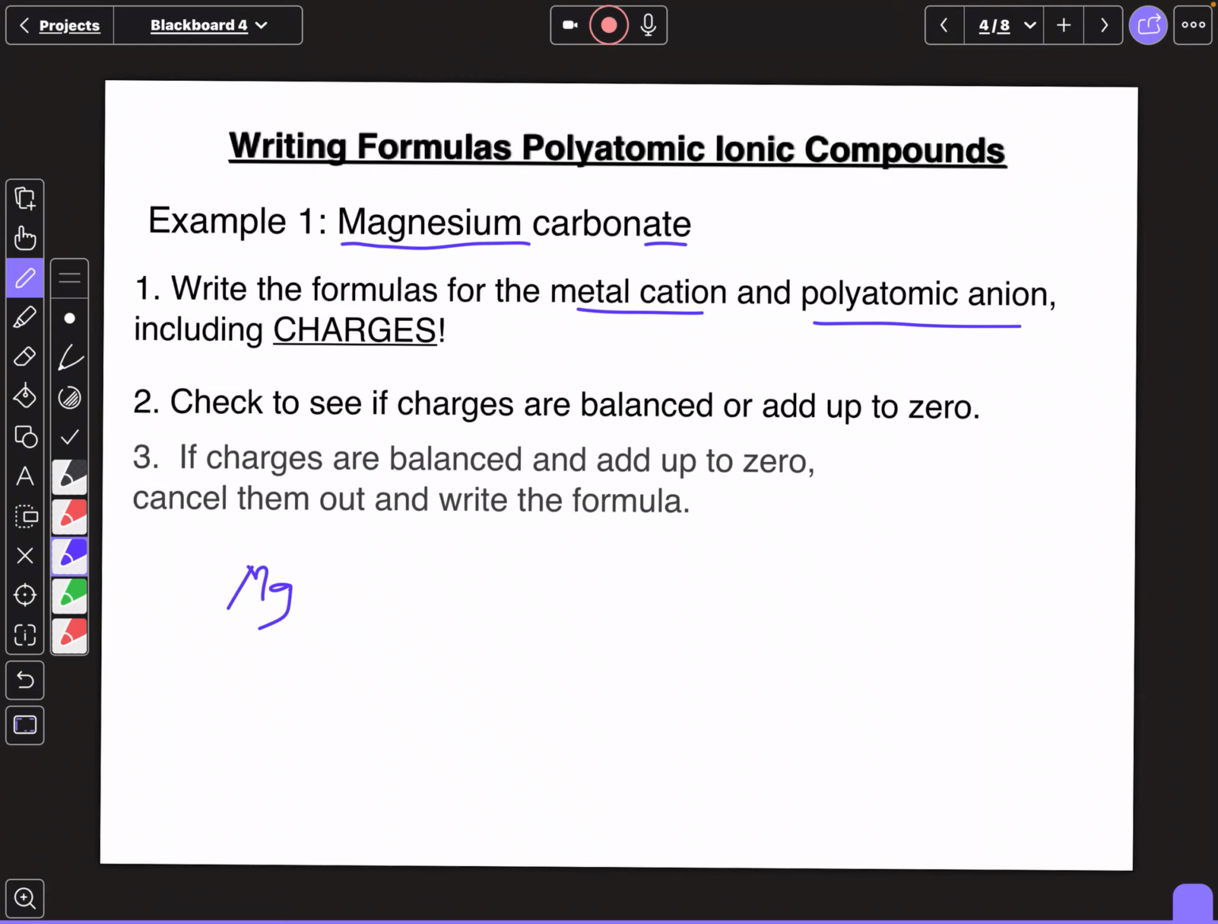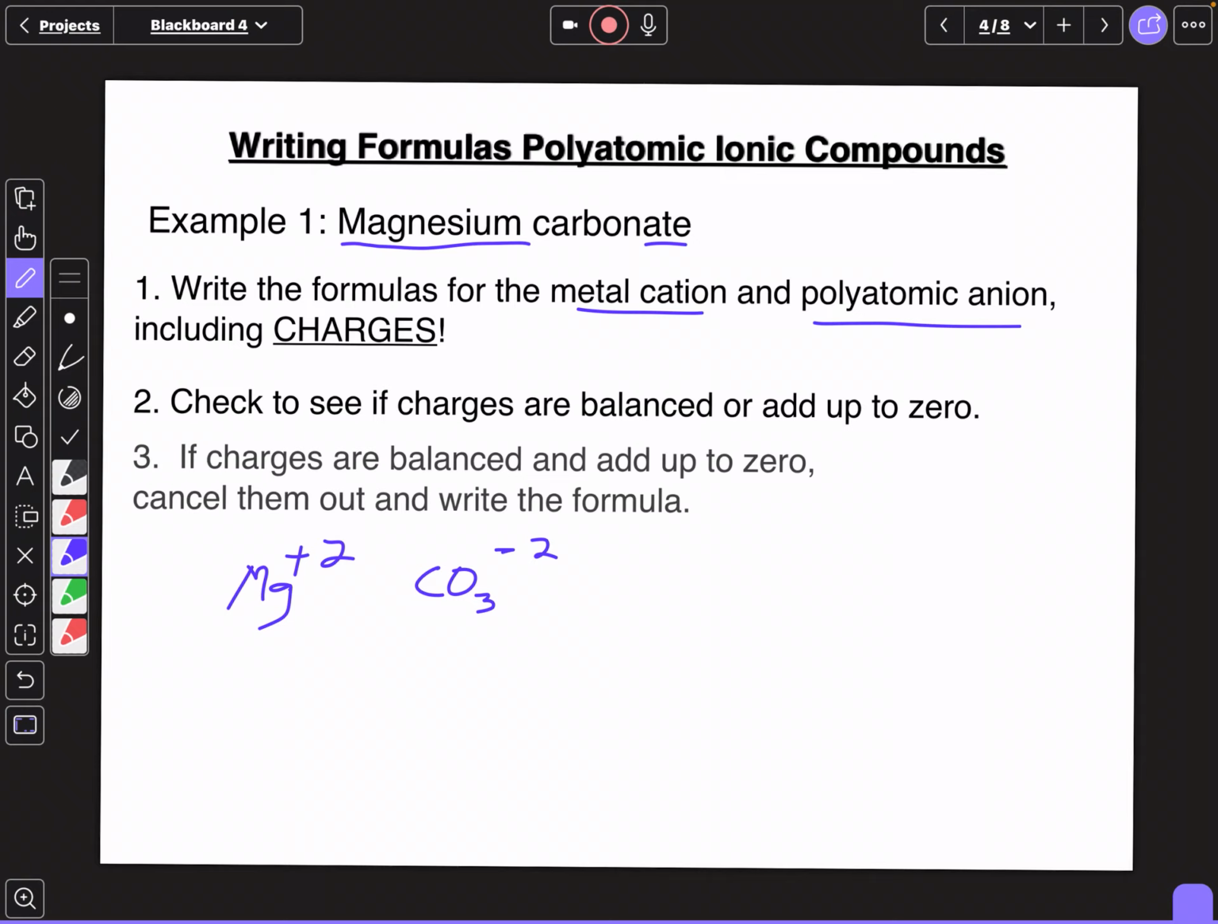I look at the charts in group 2A. I know magnesium always forms a +2 charge. And then for the polyatomic ion, I have to get the formula from my list. If I look at carbonate, I see that it is CO3 and it has a -2 charge.